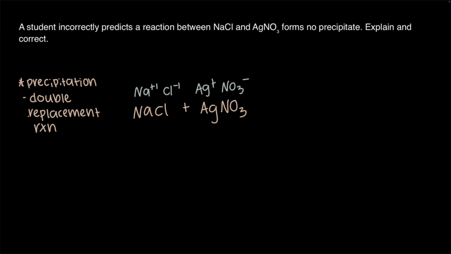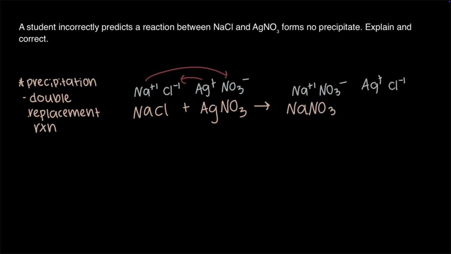charge. The positively charged Na+ will bond with the negatively charged NO₃-. The positively charged Ag+ will bond with the negatively charged Cl-. Crossing charges, Na+ and NO₃- will create NaNO₃, Ag+ and Cl- will create AgCl.